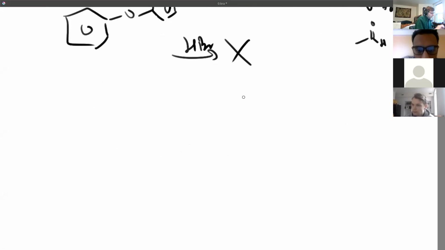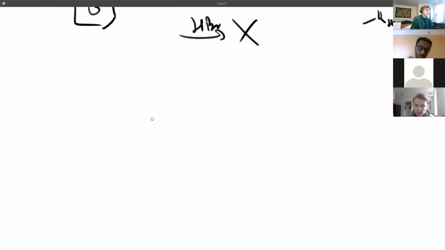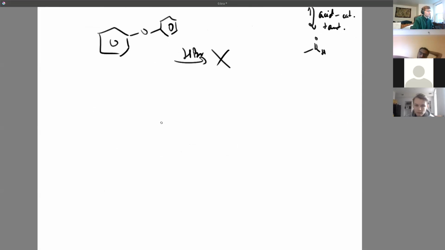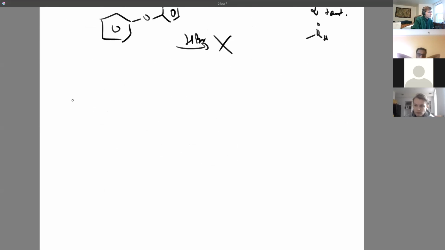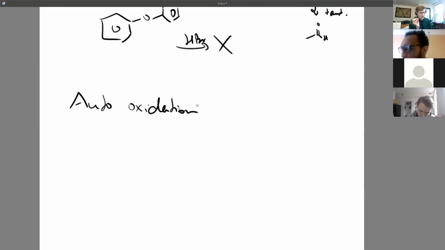Let's see. So what else? Yeah, there are some other reactions that were in there, right? Let me zoom out to a reasonable level. Okay. So there was some other stuff. There was like the auto-oxidation, or it might just be called auto-oxidation or something along those lines.